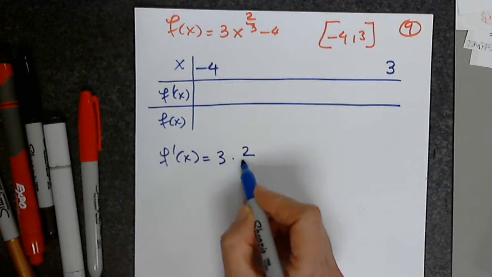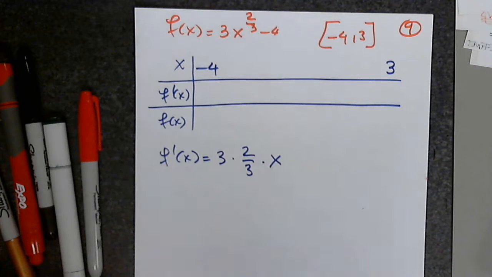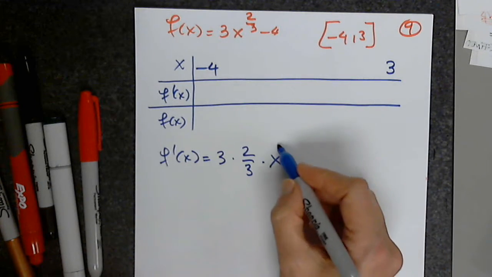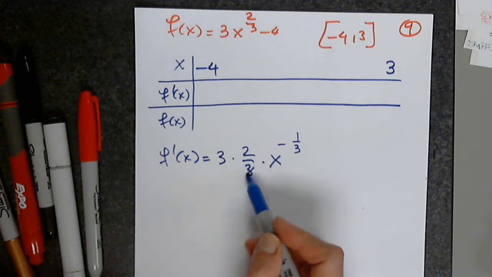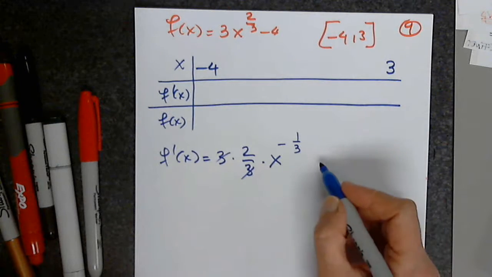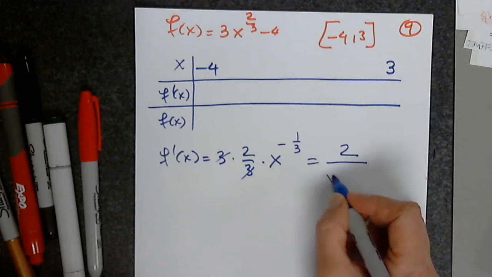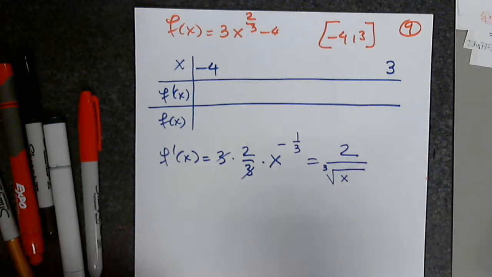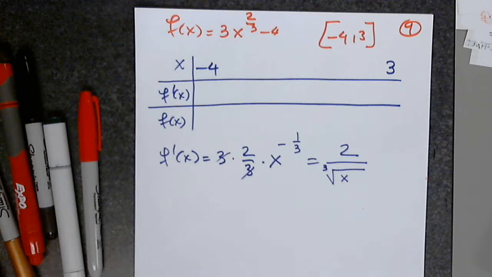So it's 3 times 2/3 times x^(2/3 - 1). 2/3 minus 1 is -1/3. I will simplify 3 with 3. And what I have is this. x^(-1/3) becomes 1 over x^(1/3), which becomes the cube root of x. Are we okay with this so far? Yes? We all agree? Okay.